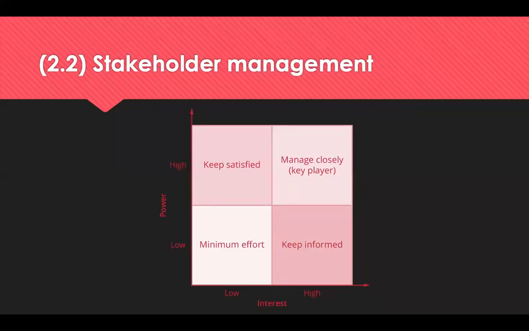So those with high power and high interest are your key players, where you need to manage closely. High power but low interest is the ones you need to keep satisfied. They're usually your senior managers. The ones with high interest and low power, you need to keep them informed. But minimal effort is required for those with low power and low interest.